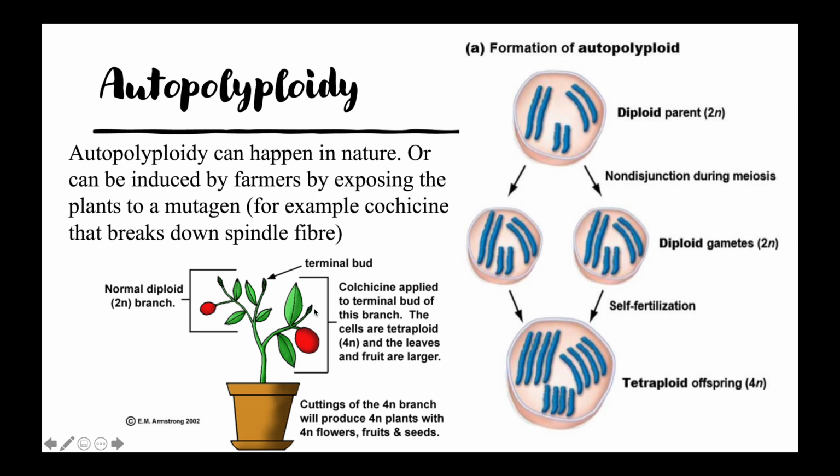The terminal bud of this branch, which contains the meristem tissue, is exposed to colchicine. This results in chromosomal non-disjunction taking place in the whole set of chromosomes, producing 4N or tetraploid cells. These tetraploid cells result in the formation of bigger leaves and also bigger fruits. This is very beneficial to the farmers and also to the consumers.